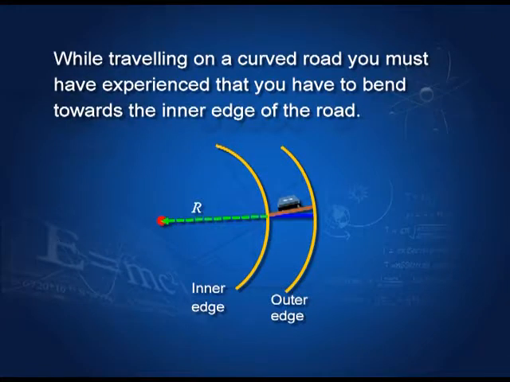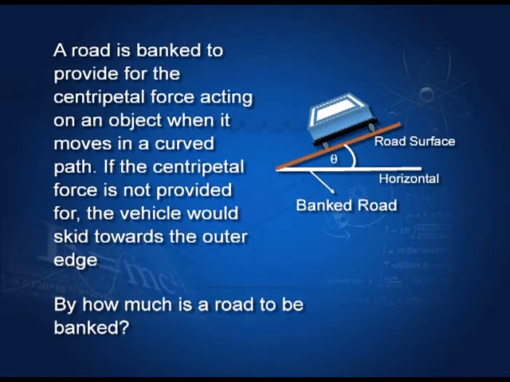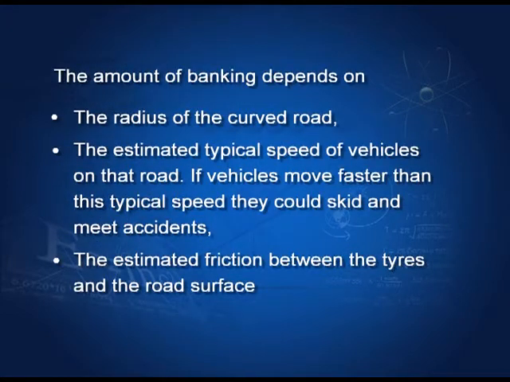And here I have tried to show this is the outer edge of the road, this is the inner edge of the road. R is the radius of the curved road, and I have also tried to show you how the road is banked and the car is on that banked road. All right, but by what angle should I bank the road to provide the necessary centripetal force? Let us see. The amount of banking depends on three factors.